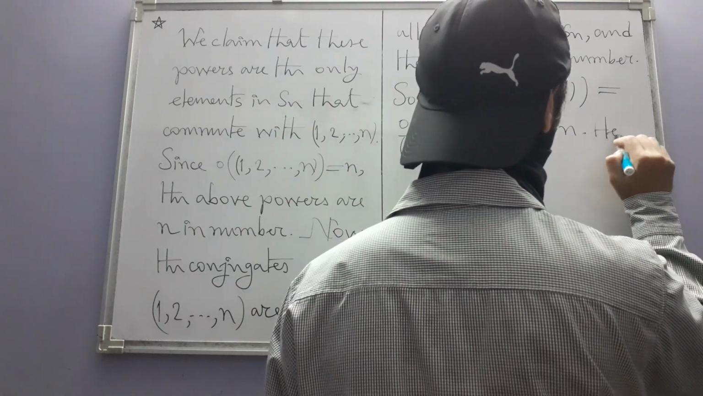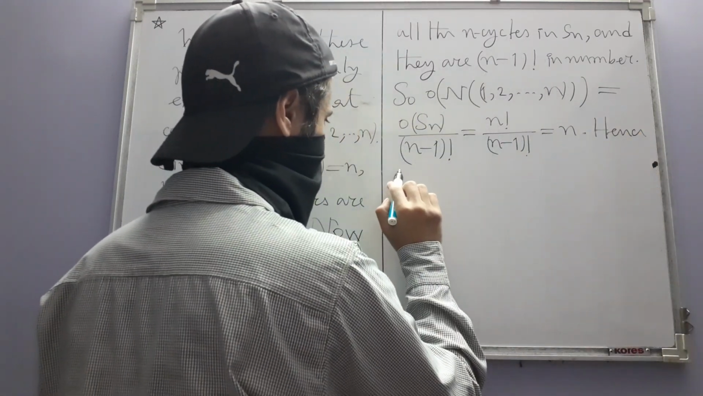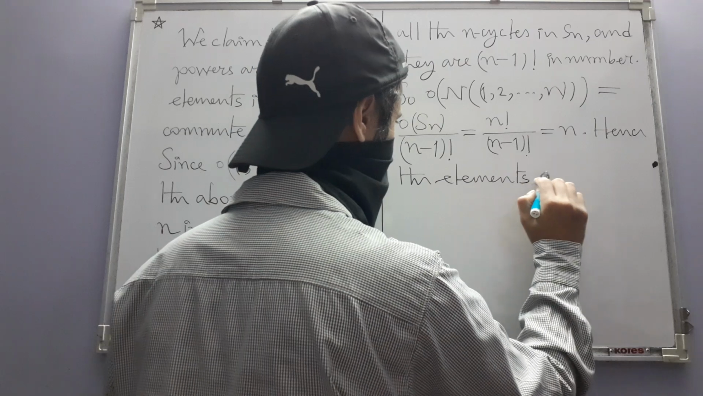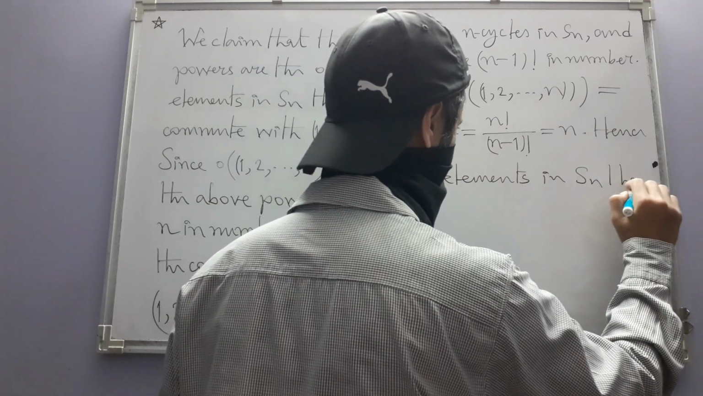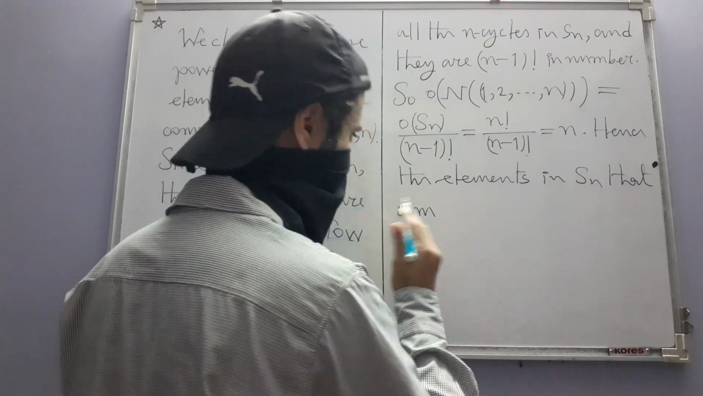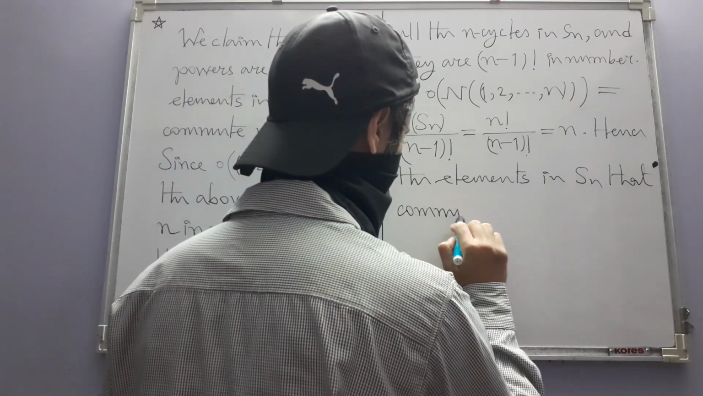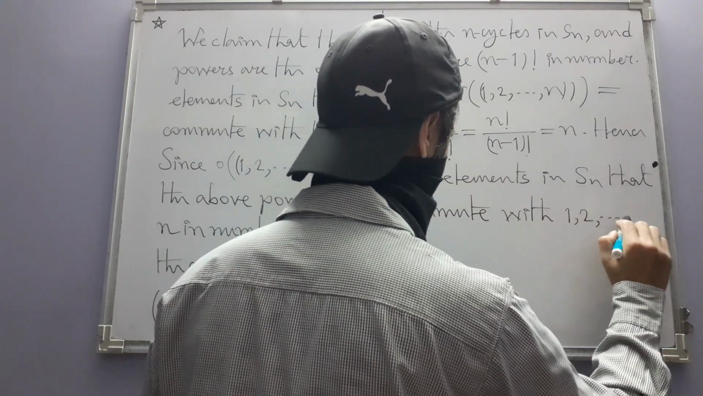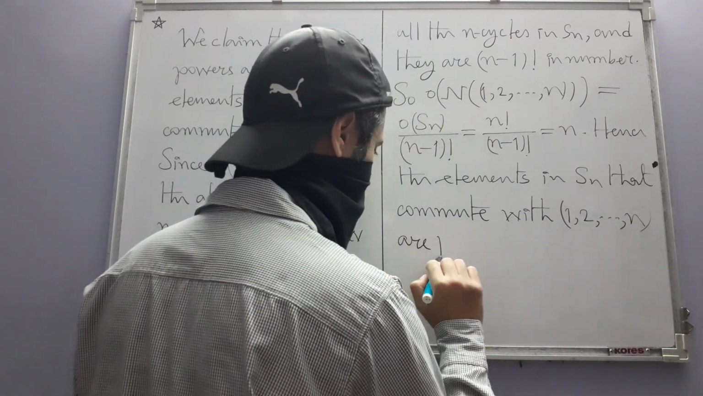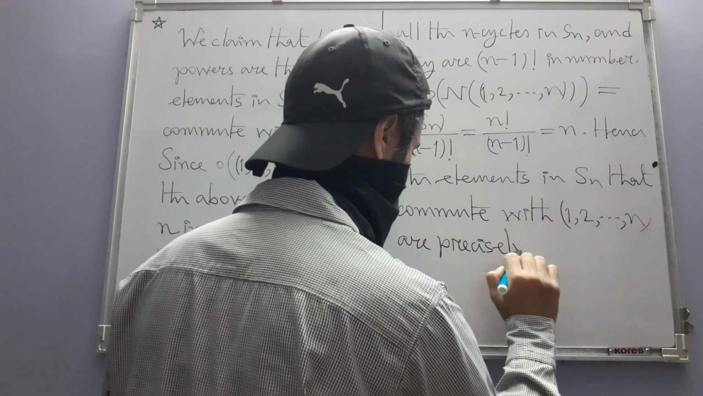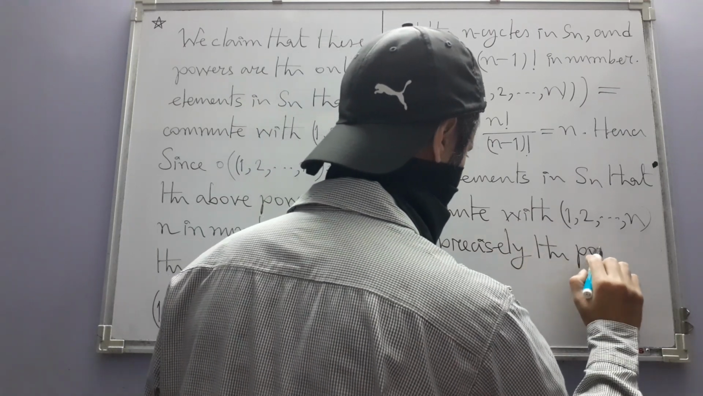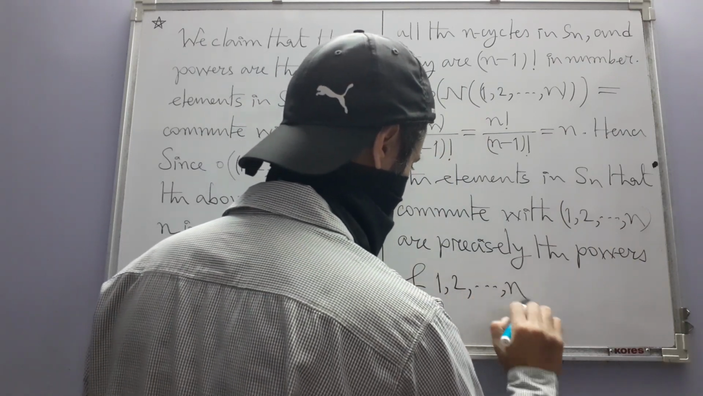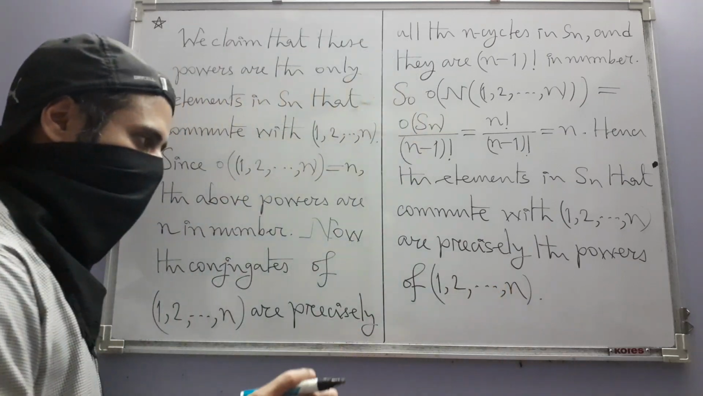Hence, that means our claim has now been established, that the elements in Sn that commute with the n cycle are precisely the powers of the n cycle. And with this, the section itself ends.